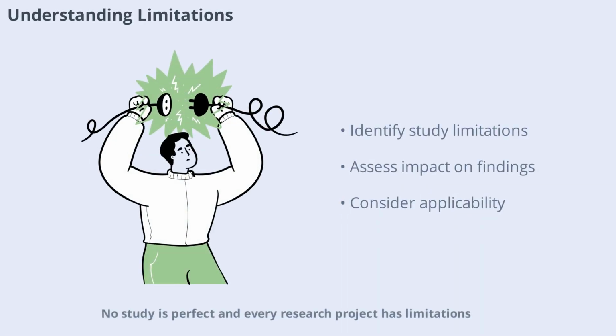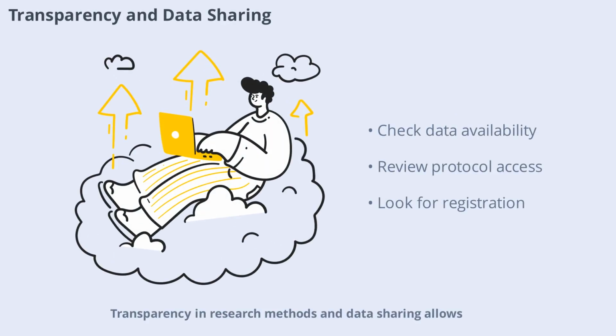No study is perfect, and every research project has limitations. These might include small sample sizes, short follow-up periods, or unmeasured confounders. Good studies openly discuss their limitations and how they might affect the conclusions. When analyzing research, pay close attention to the limitations section and consider how they impact the reliability and applicability of the findings.